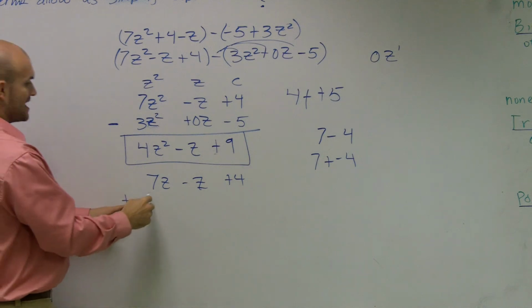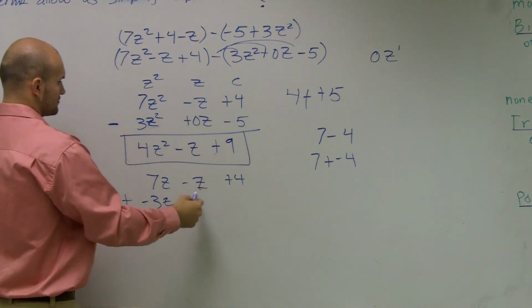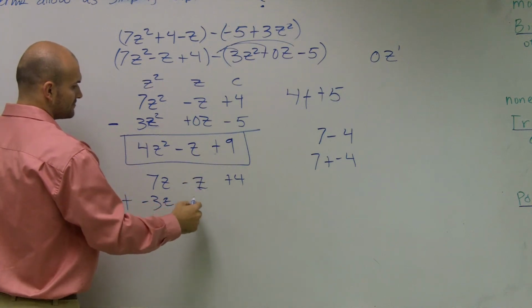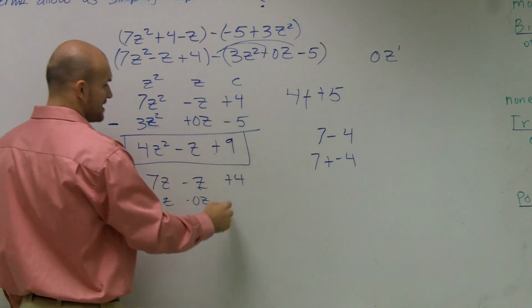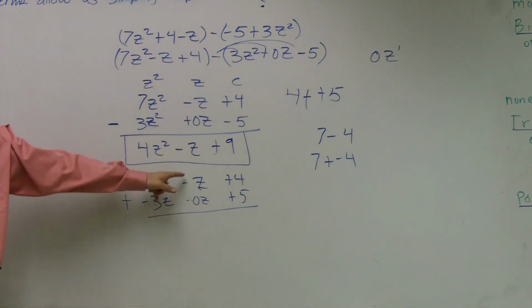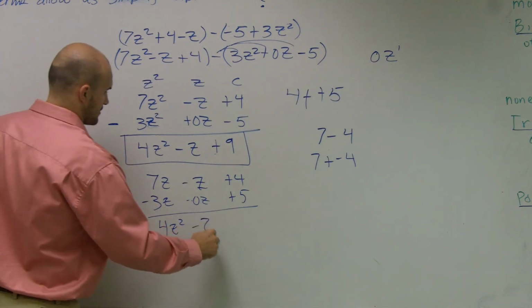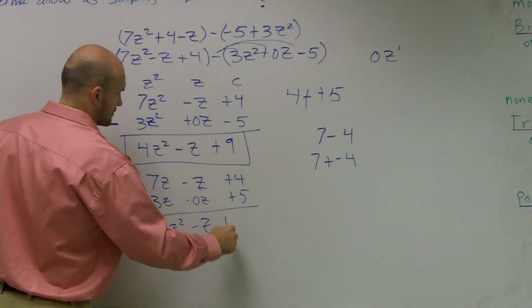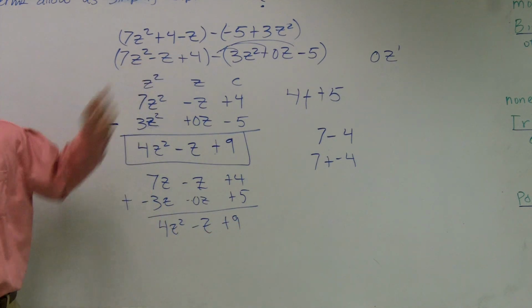So I can rewrite this as a negative 3z squared. Obviously a 0z, so minus 0z, doesn't really matter. And then that's going to be plus 5. So when I do this, I'm still going to get the exact same answer if I choose to add and use the distributive property.